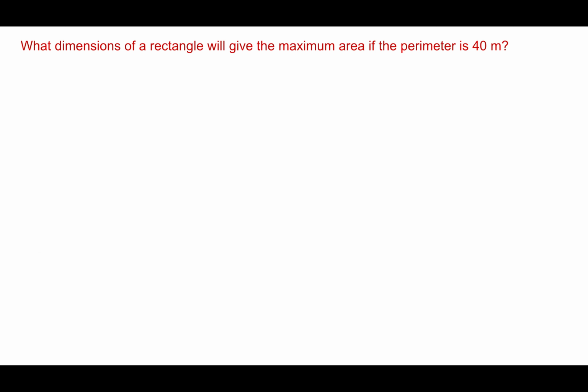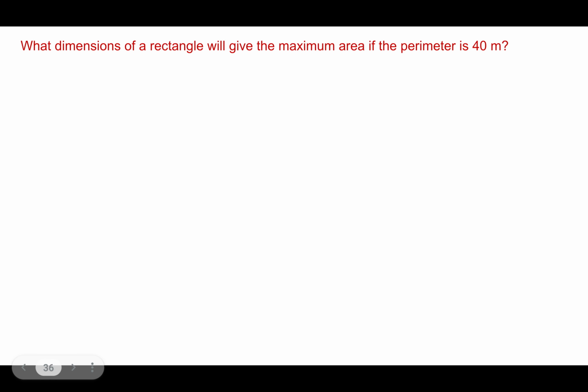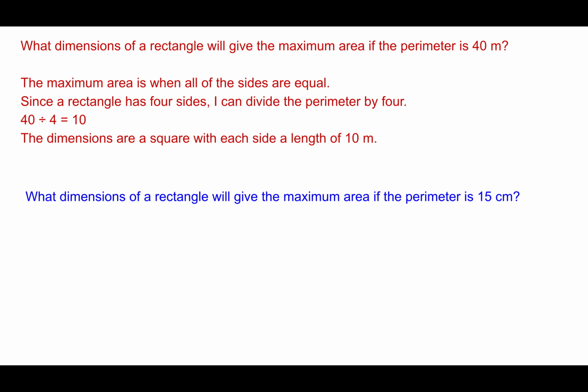So what dimensions of a rectangle will give the maximum area if the perimeter is 40 meters? Well, looking back at this table, I noticed that the maximum area, which was 36 squared centimeters in this investigation, is when the length and the width were the same. So in order to find the maximum area for the perimeter that's 40 meters, I know that it's when all the sides are equal. I also know that a rectangle has 4 sides, so I will divide the perimeter by 4. So 40 divided by 4 is 10. That means that the dimensions would be a square with each side a length of 10 meters.